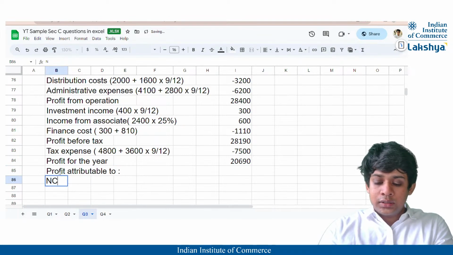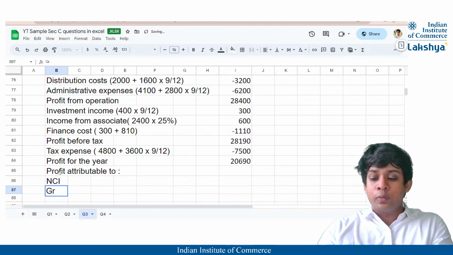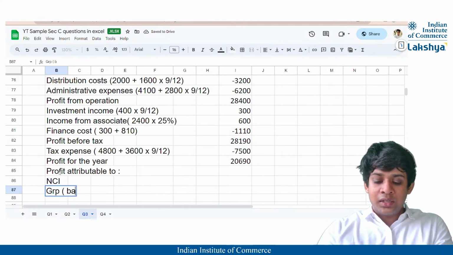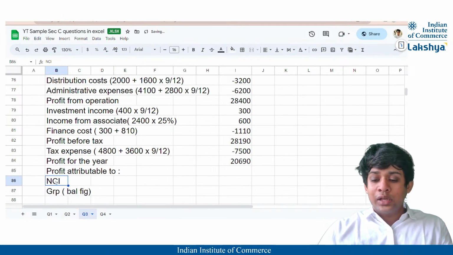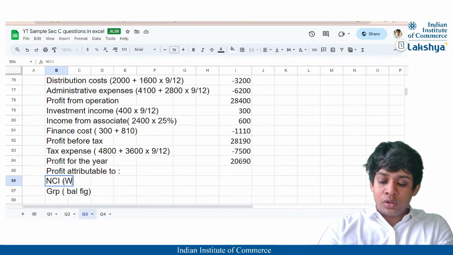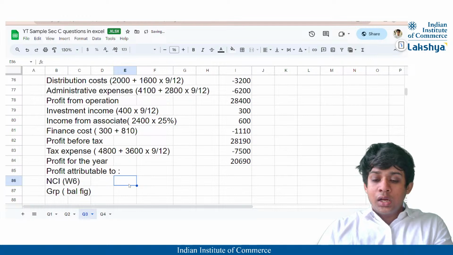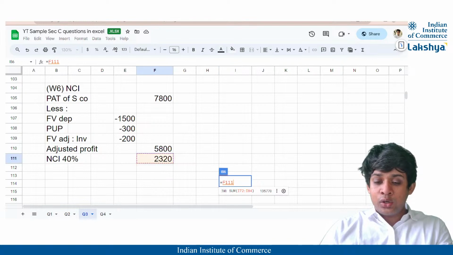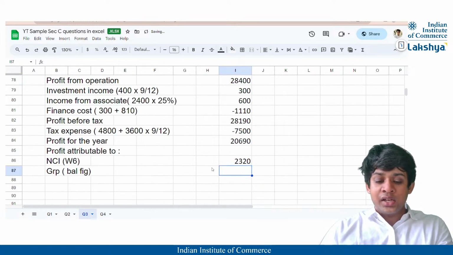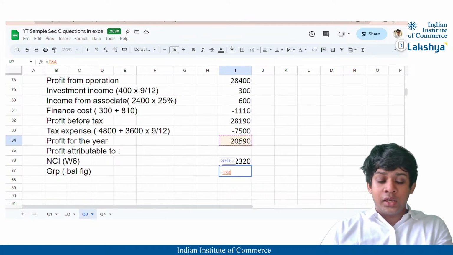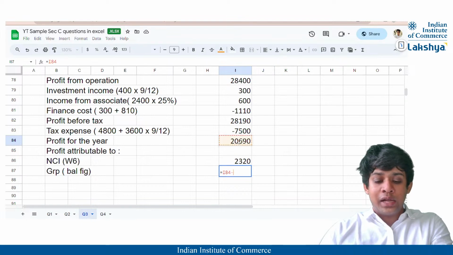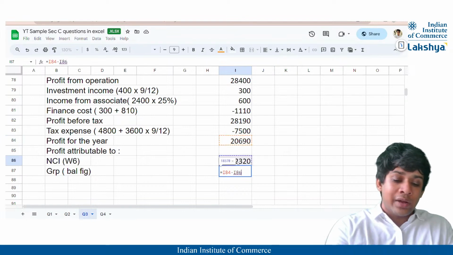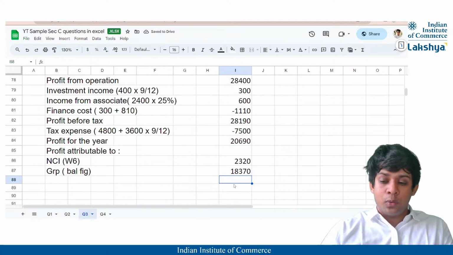to the following, that is nothing but NCI and the group, right? Group will be nothing but the balancing figure, right? So to the NCI, how much is it? To the NCI, as we calculated in working note 6, it is nothing but, where is our NCI? 2320, right? So NCI is 2320 and this is just the balancing figure. That means from the total profit for the year, I will subtract the profit attributable to the NCI, that is 2320. So I will get the profit which is attributable to the group, right?